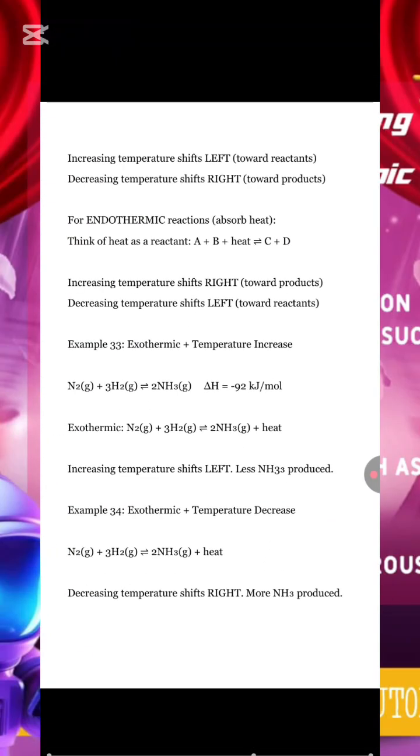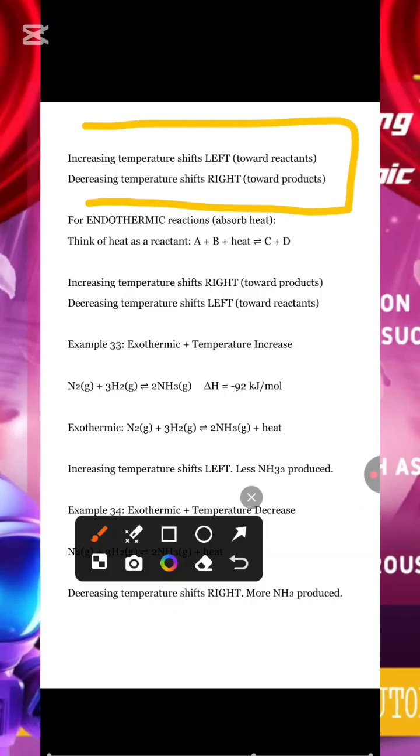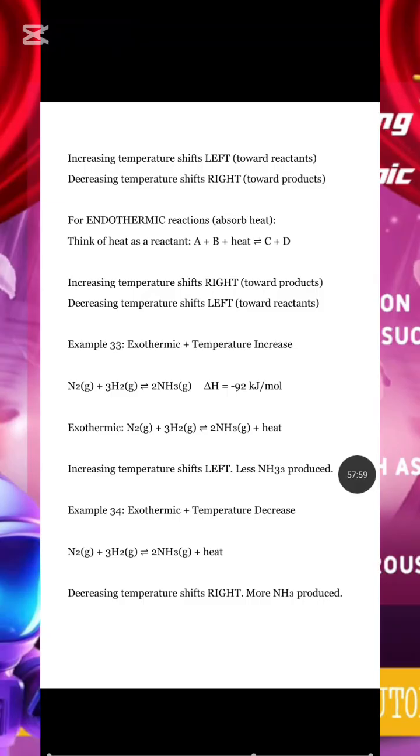Now take note. If the forward reaction is exothermic, it means that if you increase temperature, the equilibrium will shift towards the left, and decreasing temperature will shift equilibrium to the right. On the contrary, if the forward reaction is endothermic, then increasing temperature will shift the equilibrium to the right, and decreasing temperature will shift it to the left. Now let's look at some examples for better understanding.